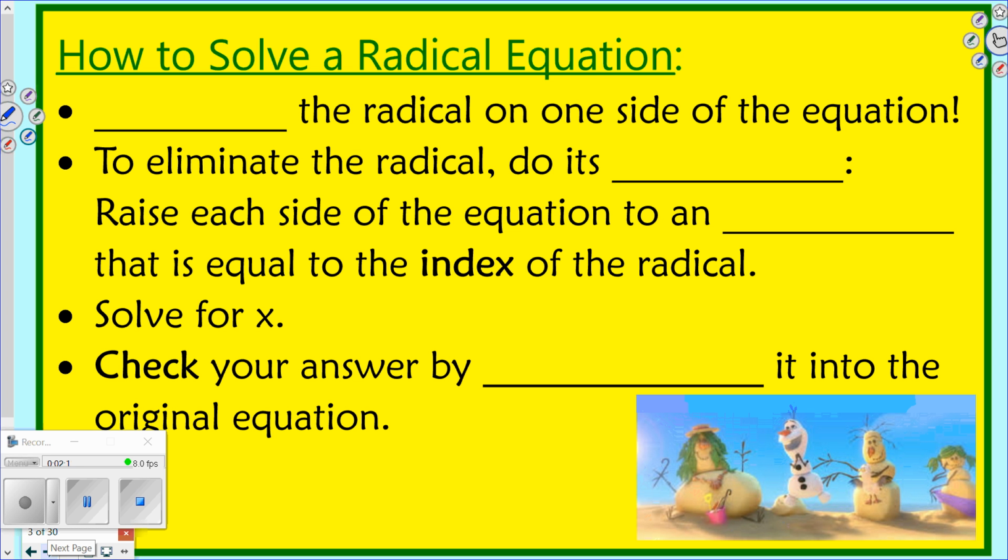Okay, so how to solve a radical equation. Blank the radical on one side of the equation. I was looking for a specific word, but you're on the right track. I was looking for isolate. We're going to isolate it on one side by itself, moving everything else away from it. To eliminate the radical, do its blank. Its opposite. What does it mean to do the opposite of a square root? You would square it.